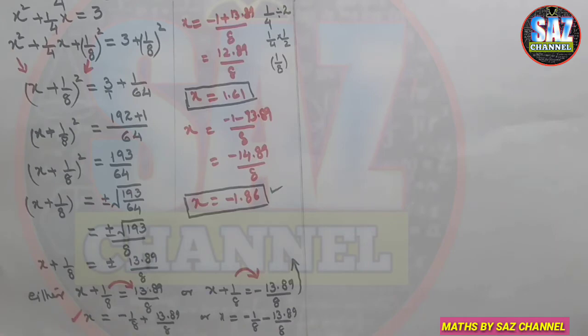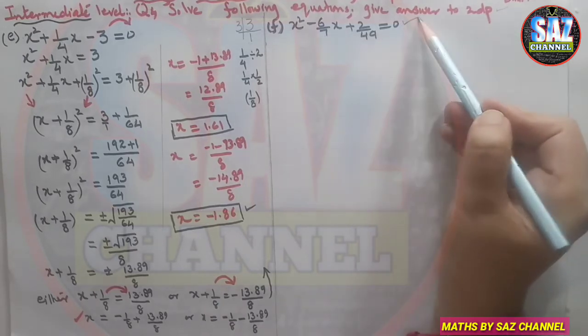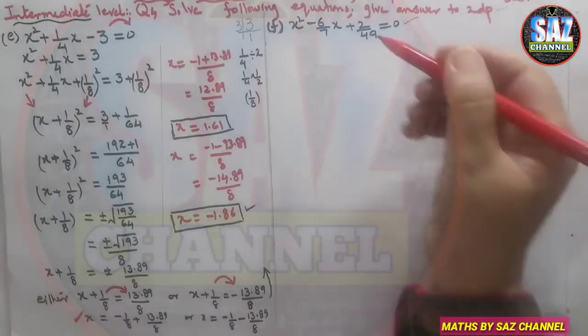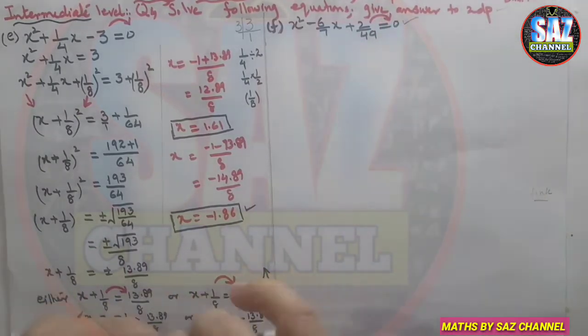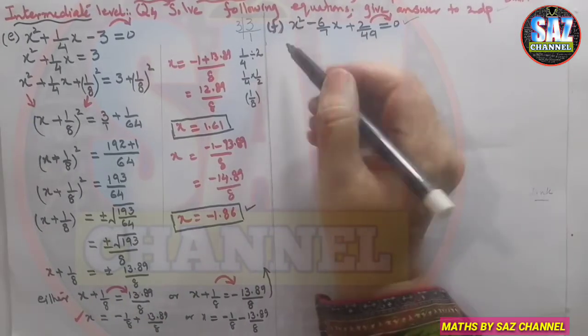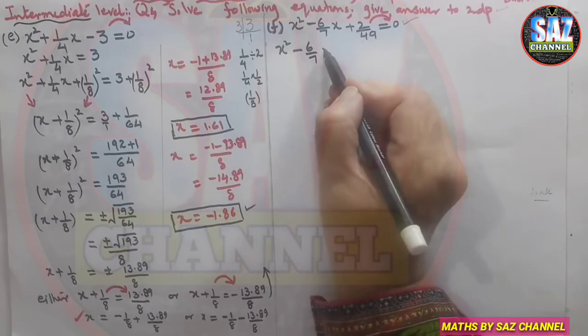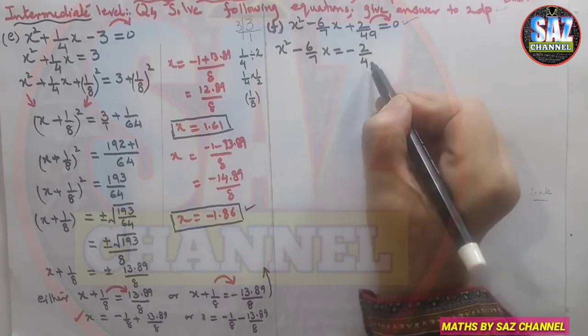Let's move to the next part of the question. The next part is x square minus 6 by 7x plus 2 by 49 equals 0. In order to apply the method of completing the square, shift this constant to the other side by changing the sign, and my equation will take the form x square minus 6 by 7x equals minus 2 by 49.